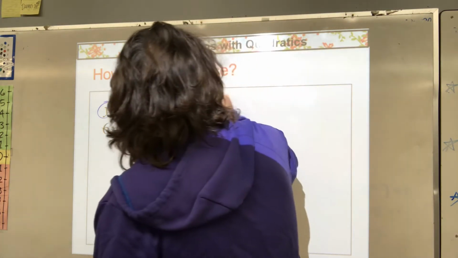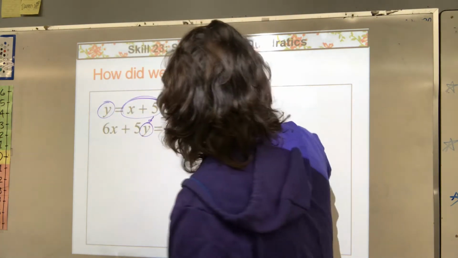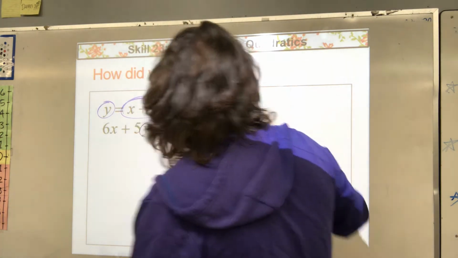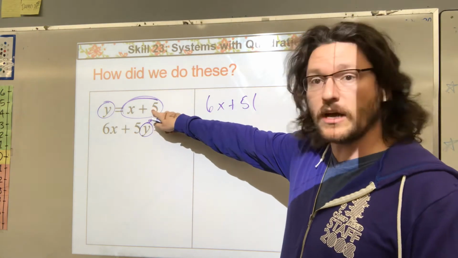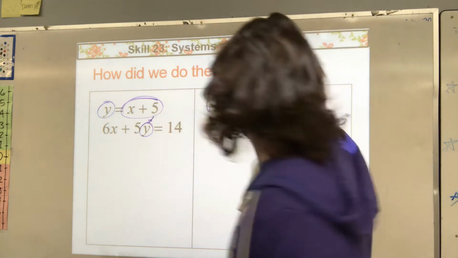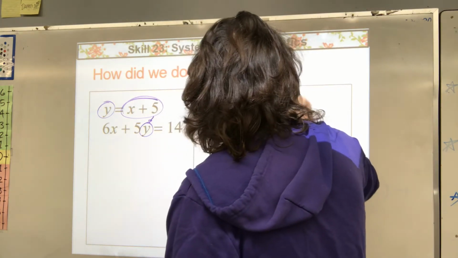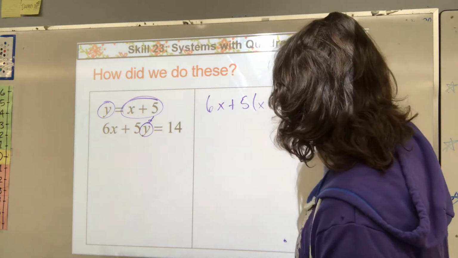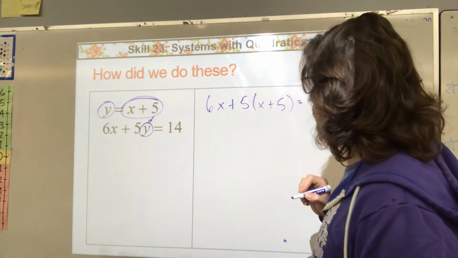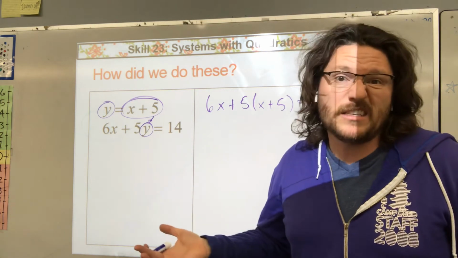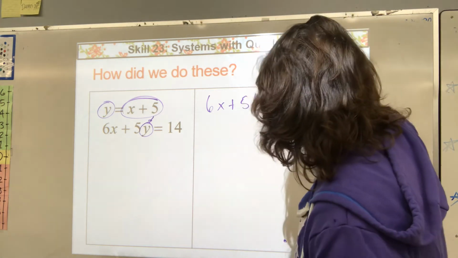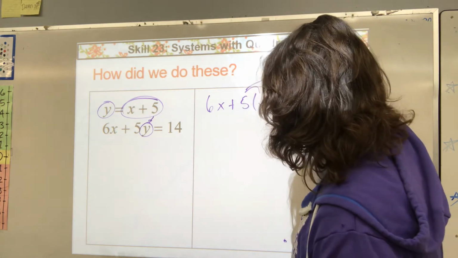We have 6x plus 5y, right? But instead of y, I want to get rid of this variable, so I'm going to write in all the stuff that's equal to y from my other equation. I've got x plus 5 that I'm going to write in. I'm going to have equals 14. Okay, and the reason this helps again is I got rid of the y value and now I just have x's. So this is an equation I can solve using the distributive property.